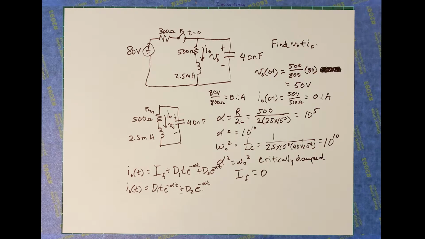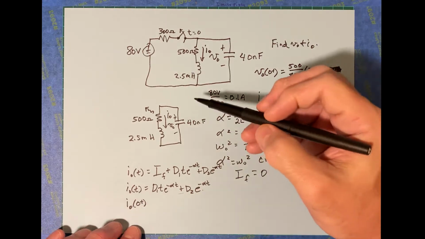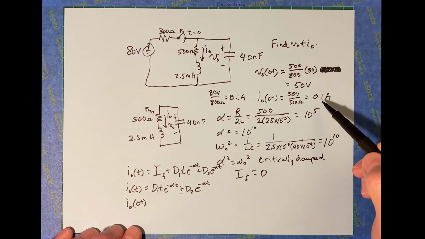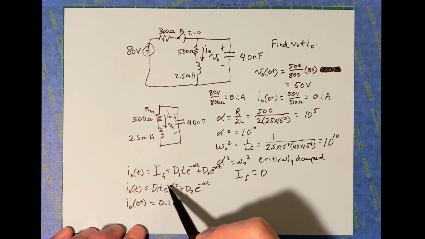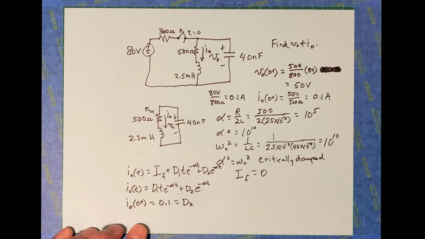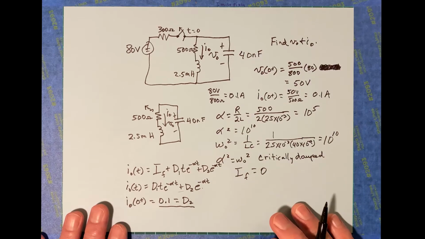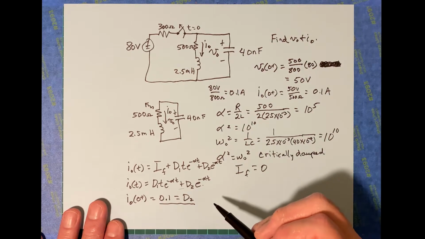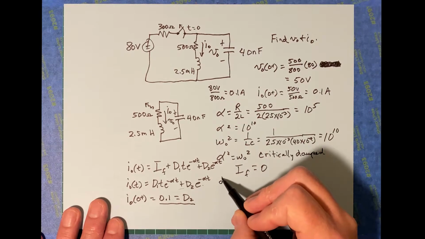All right, we could say that i at 0 plus, let's think about that. I at 0 plus is this 0.1 that we've got here. So this is 0.1, and that's equal to, evaluated at t equals 0, the first term goes away, the exponential goes to 1, so this is d2. So we've got d2 right here. And then we need to do the same sort of thing to find out what d1 is.